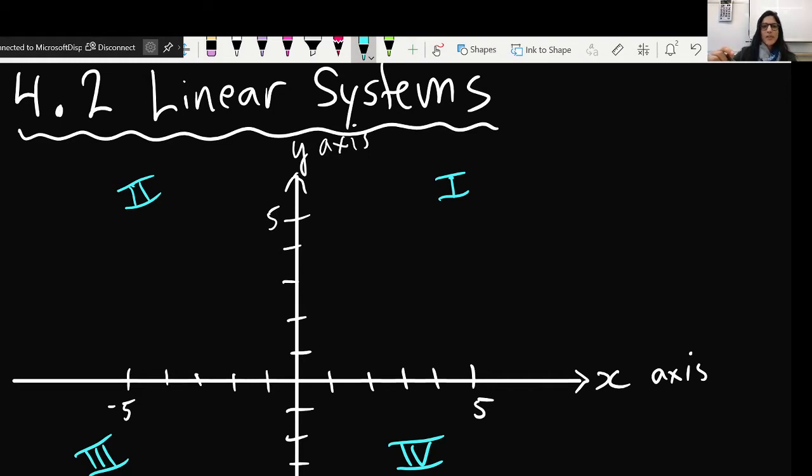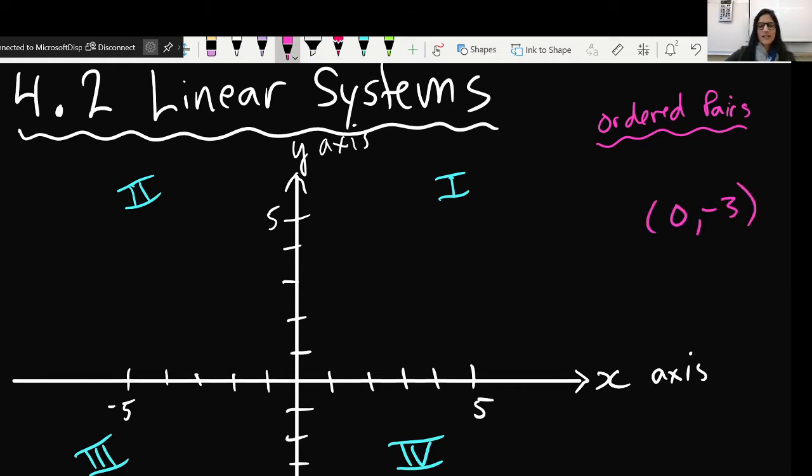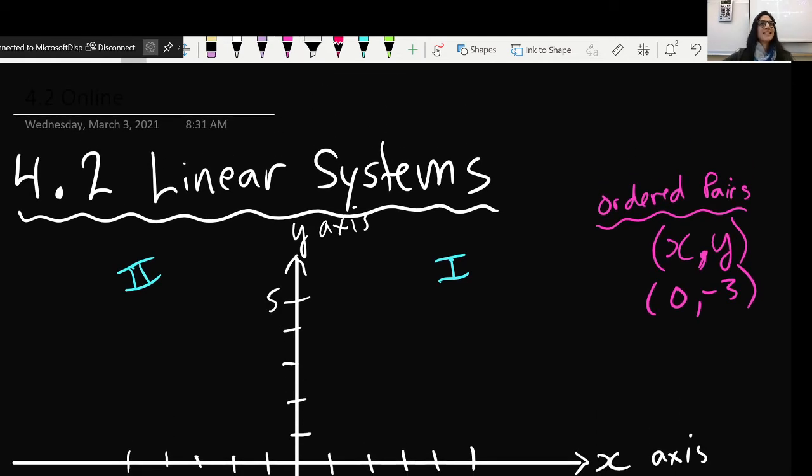Okay, so then on here we could label something that we call ordered pairs. Have you heard of ordered pairs before? What is that? Anybody want to? Yeah. It's like two numbers. So, for example, 0 and -3. First one is X, and the next one is Y. Perfect. Thank you. Does everybody remember this, know this, recognize this?